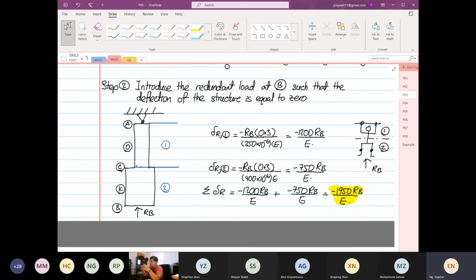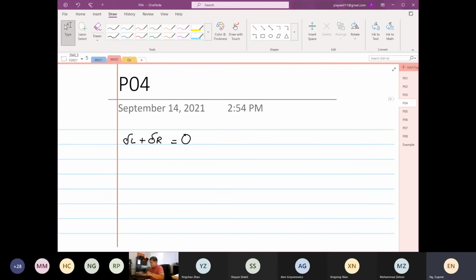Throughout my 15 years of teaching this course, that is a common mistake. I want you to learn how to analyze this. Really, really important. So we calculate the deflection of L plus the deflection of R is equal to 0. So the deflection of L is equal to positive 1125 times 10 to the power 6 over E minus 1950 RB over Young's modulus. So it's equal to 0.